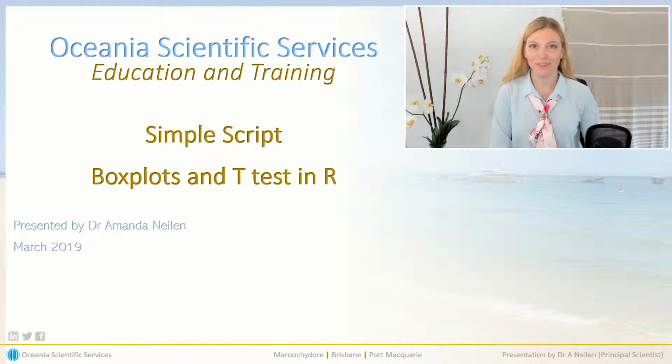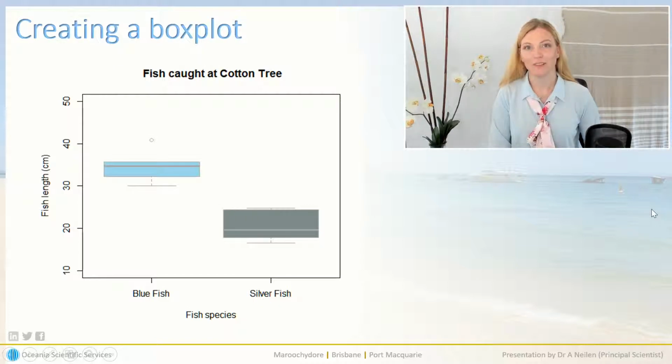In today's session, we're going to run a simple script. We'll create a box plot and perform a t-test on it. Today's script will focus on editing a box plot to give you more control on what it may look like. Using the same example as earlier, we'll continue playing with our blue fish and our silver fish. And we'll have a look at creating a box plot that looks something like this.